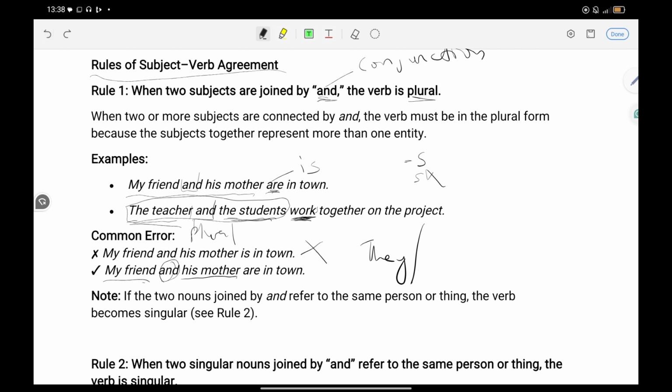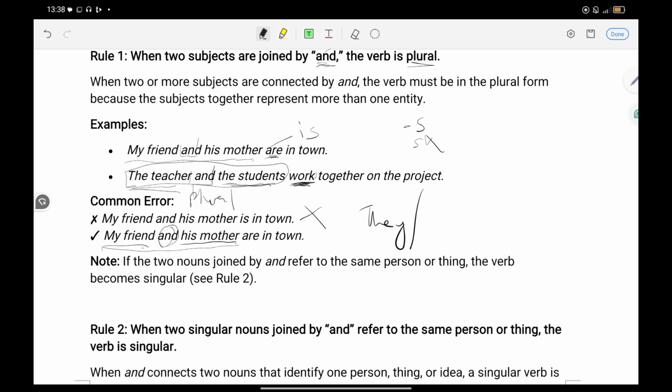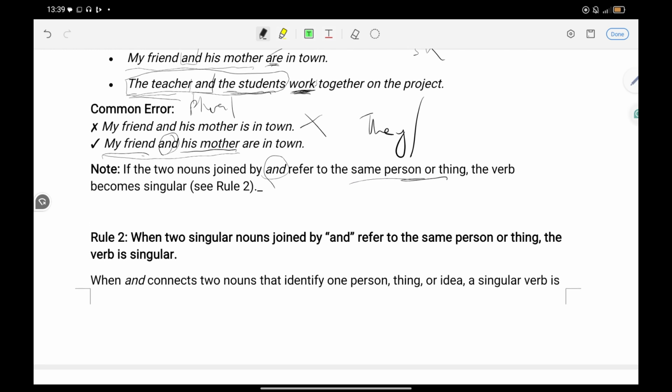Alright, so if you could say they are in town, then obviously it's correct. So you must be careful when picking. Now, if the two nouns joined by and refer to the same person, then it's a different thing entirely, and that's what we'll discuss in the next rule. The next rule is this.